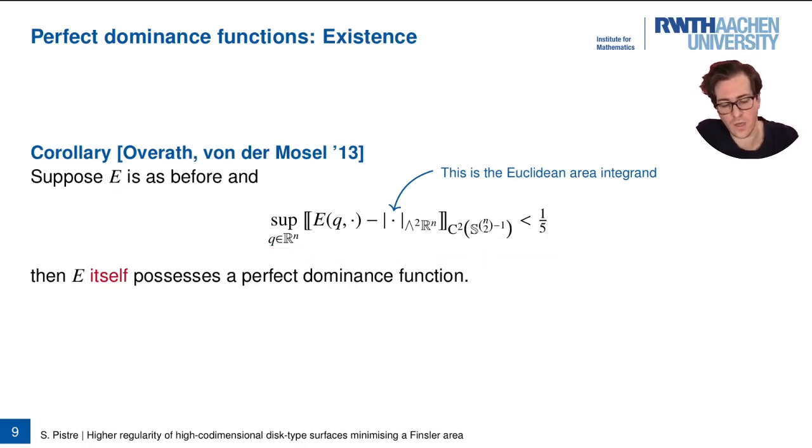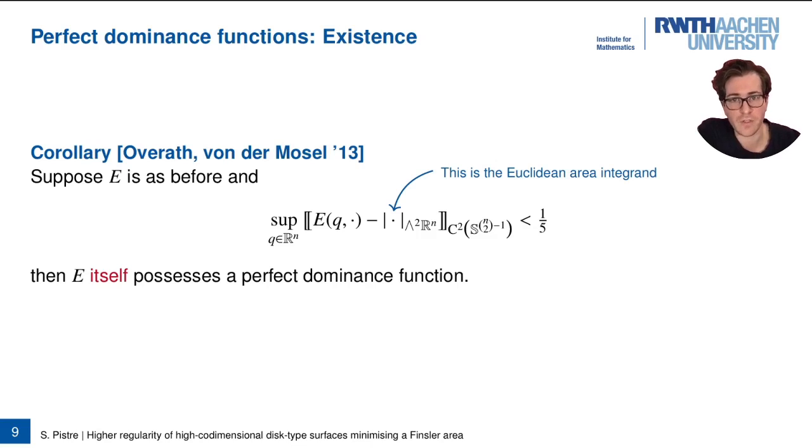So again we have the C2 semi-norm of the integrands now. So this is the area integrand and this is the Cartan integrand. This should be bounded by some constant, which they give here in their paper as 1/5. Then the Cartan density itself possesses a perfect dominance function.